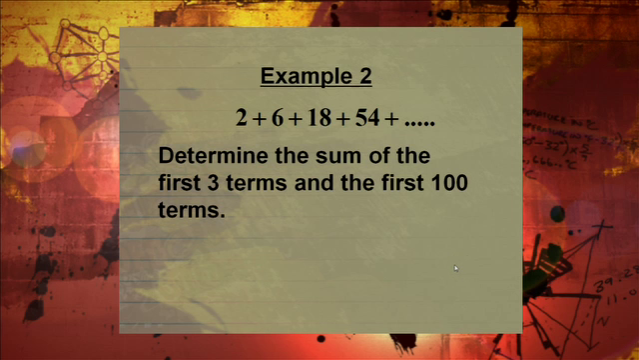Okay, now have a look at this one. 2 plus 6 plus 18. We've got to add the first 3 terms. Well, what is the sum of the first 3 terms? Well, if you think about it, 18 plus 2 is 20 plus 6 is 26. That's easy. But what about the sum of the first 100? We need a formula. But what is this? 2 times 3 is 6, times 3 is 18, 18 times 3 is 54. So the first term is 2, and the constant ratio is 3. But what is the sum of the first 3 terms? That's easy. But let's use a formula to see if we get 26.